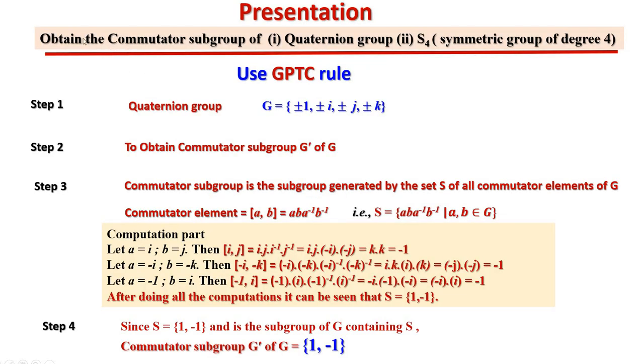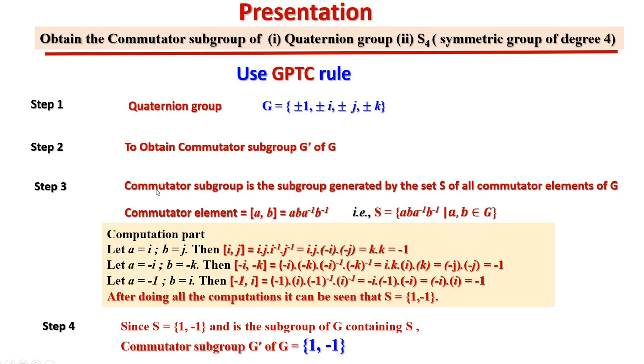So to obtain the commutator subgroup of the quaternion group, first we shall consider that. You remember that GPTC rule: what is given, what is to be proved, what is the technique involved, and then the conclusion. So the quaternion group, if it is denoted as G, consists of the elements plus or minus 1, plus or minus i, plus or minus j, plus or minus k, 8 elements. Now our job is to find the commutator subgroup, which is denoted as G prime of G.